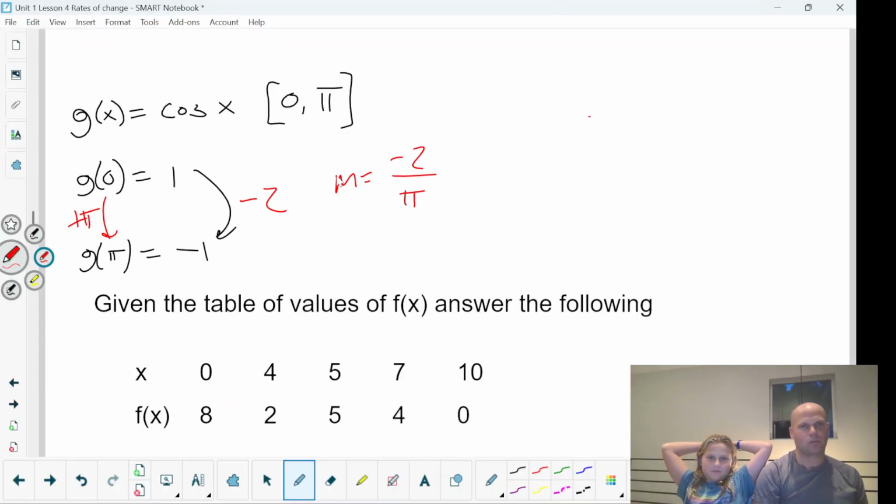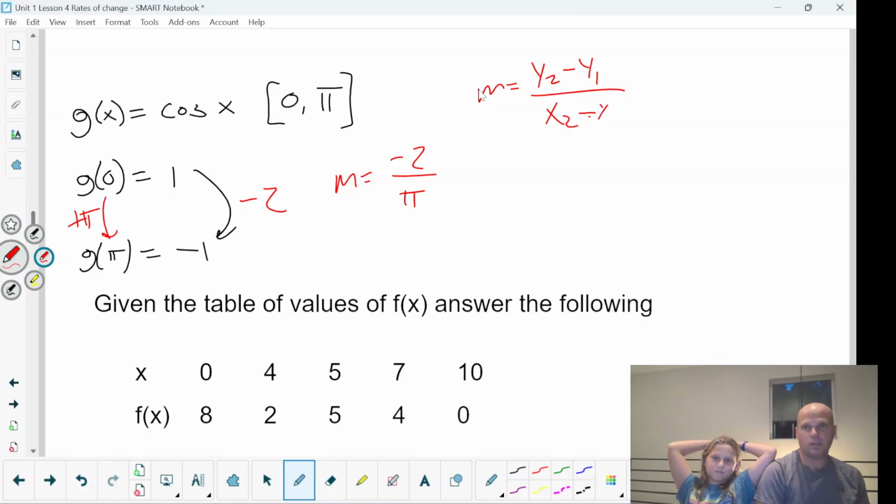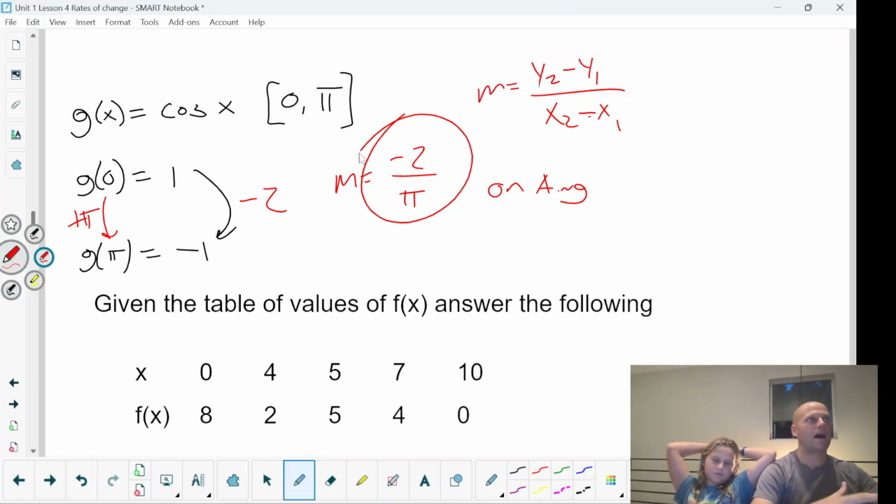Notice I'm not using the slope formula here, guys, because too many of you guys mess up when you do it. You can if you want to: y2 minus y1 over x2 minus x1. But it's not necessary if you just understand change. Change can be calculated multiple ways. I would say on average, g of x is decreasing 2 over pi y's per x.